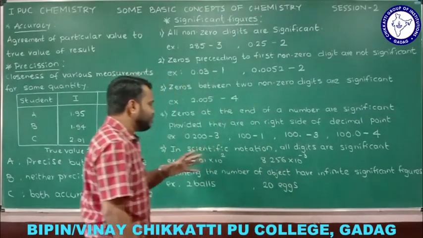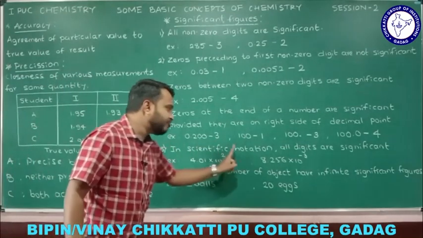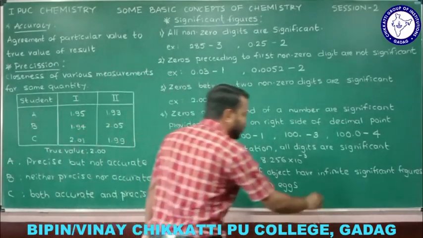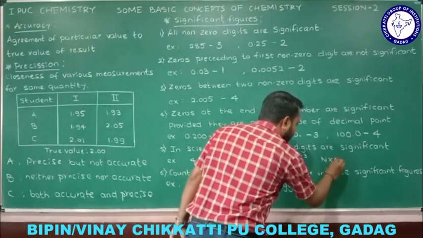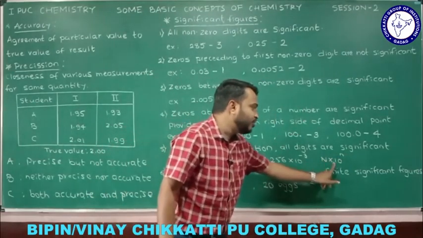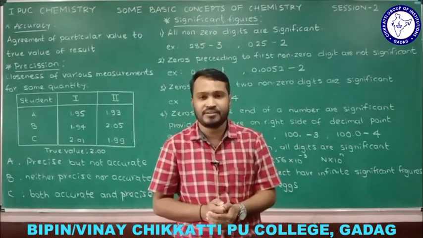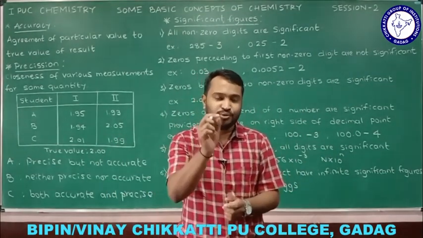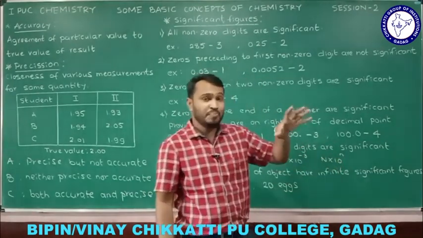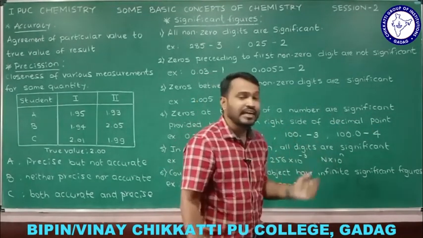Now I am going to move on to the 5th one. And what is the 5th one? Scientific notation. I hope you remember, scientific notation is nothing but writing any number in the form of N into 10 raised to n. I explained this in the previous session. Very large numbers and very small numbers can be written in the form of N into 10 raised to n, and that form of representing the number we call scientific notation.